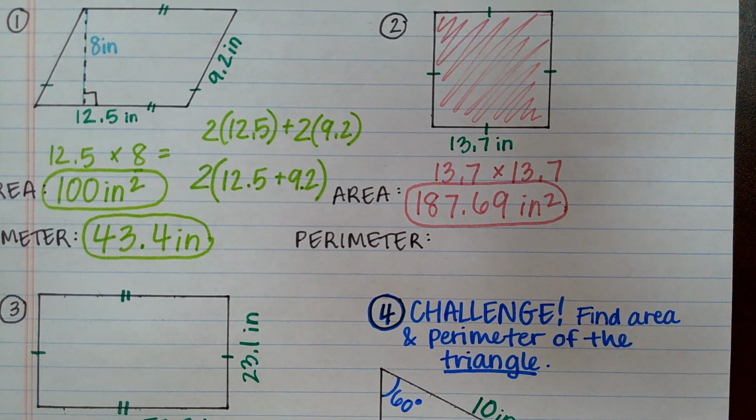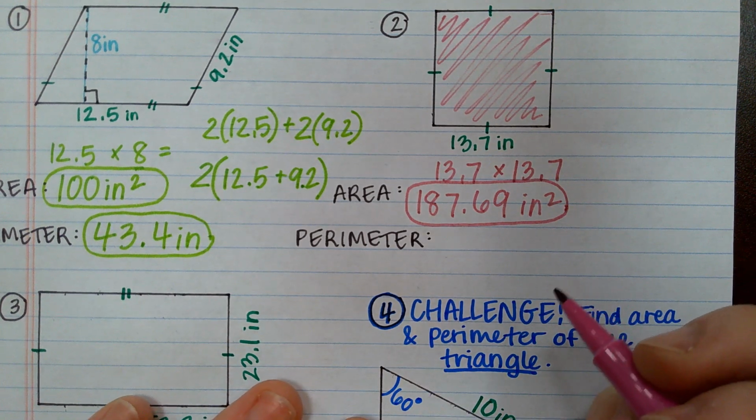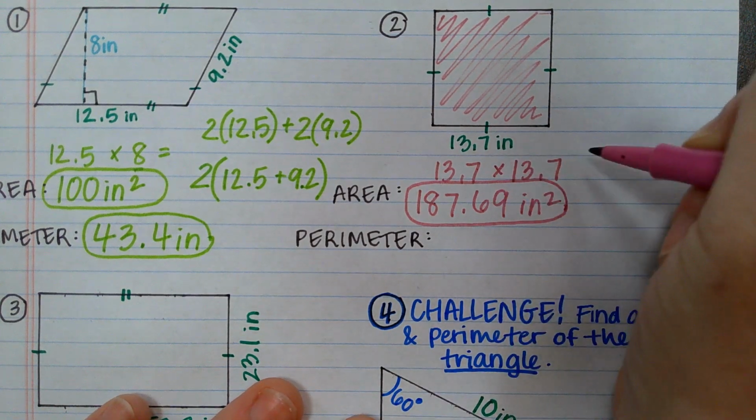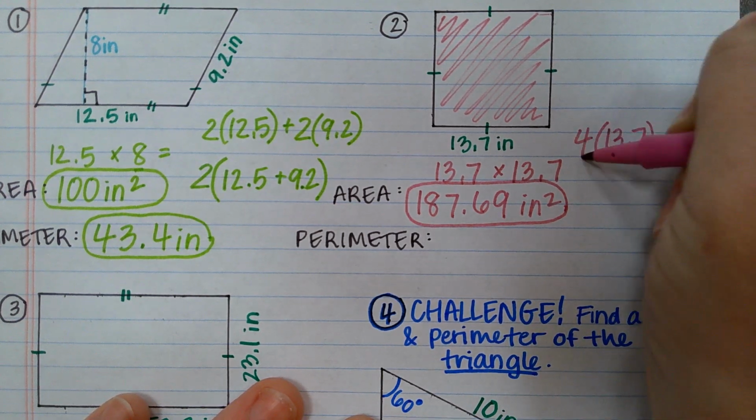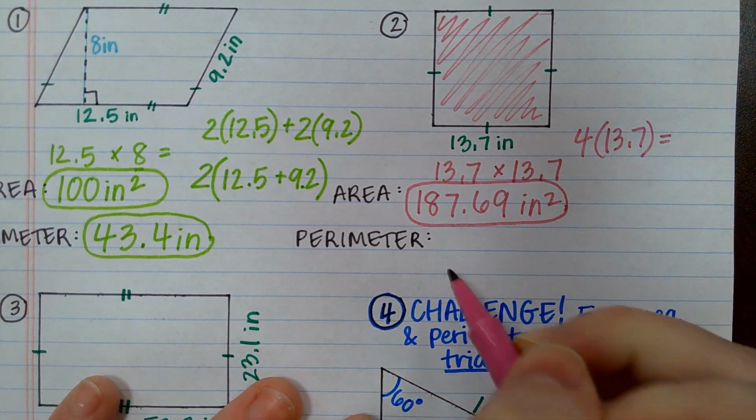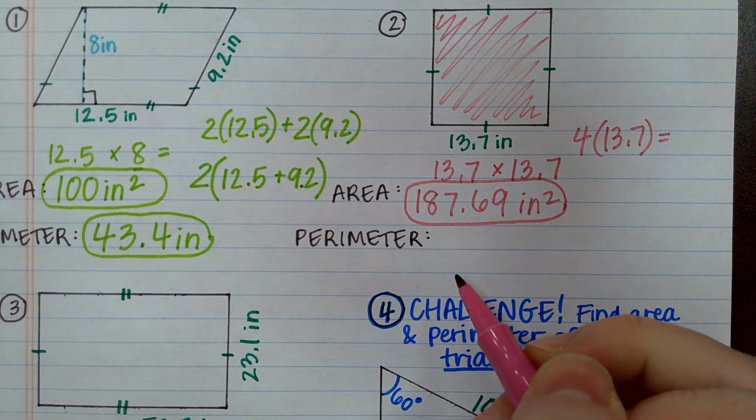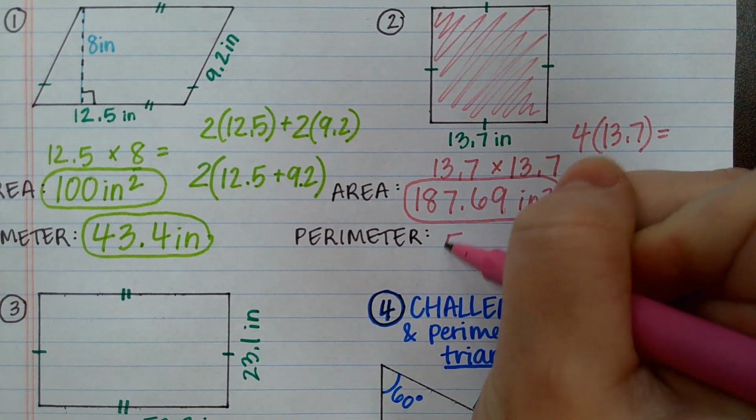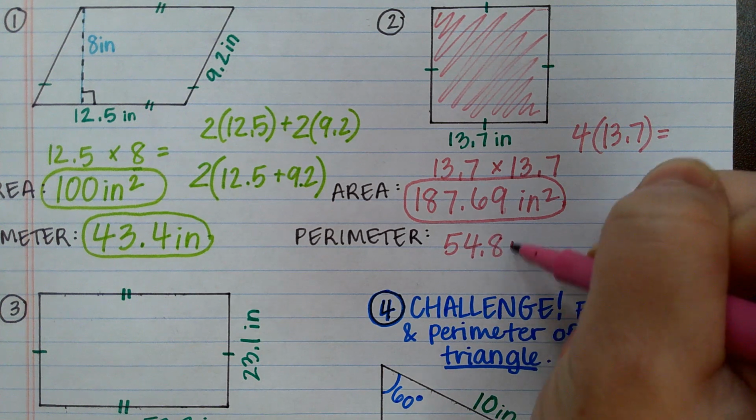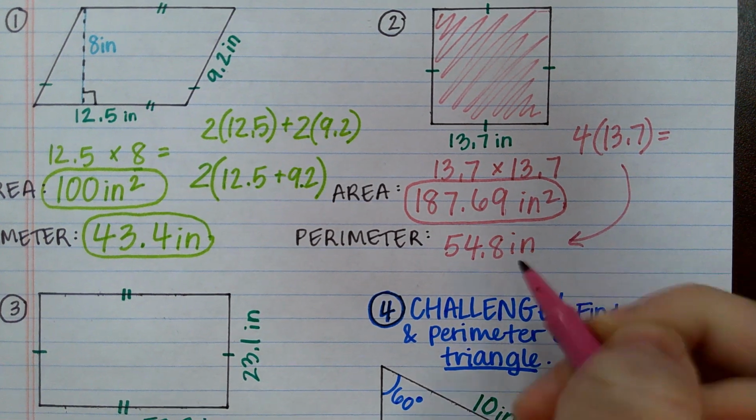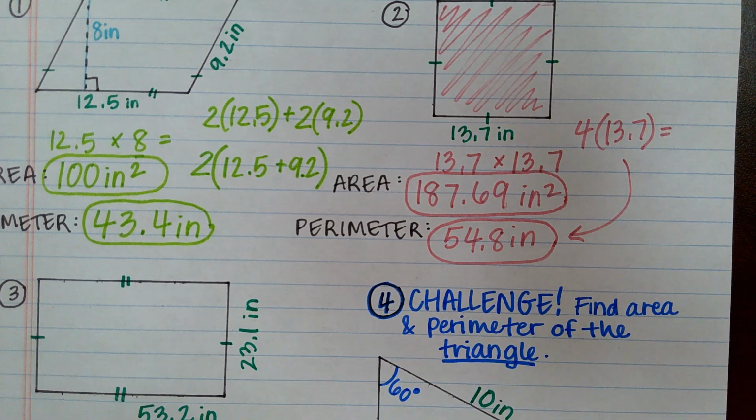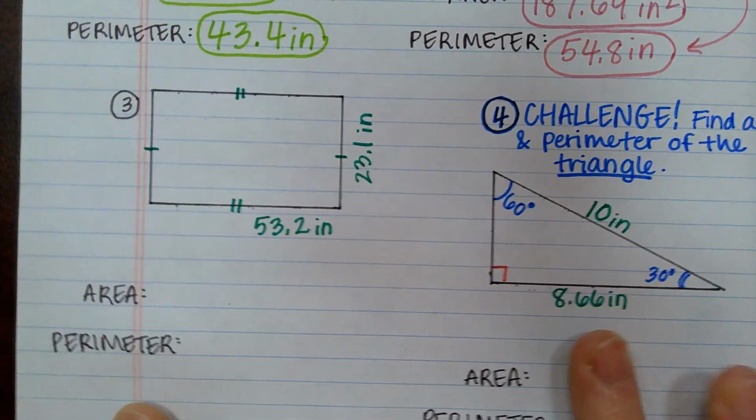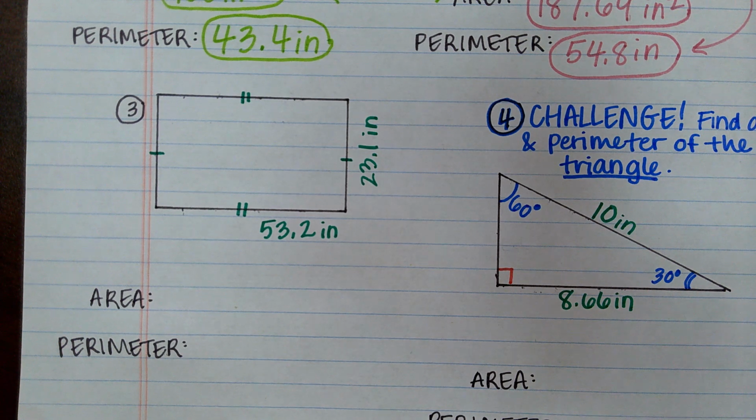Okay, so now how do we find the perimeter? So the 13.7 times 4? Yes, 13.7 times 4. Which is 54.8 inches. Perfect. Awesome. Wonderful. Okay. Let's look at number 3. So what kind of shape is this?